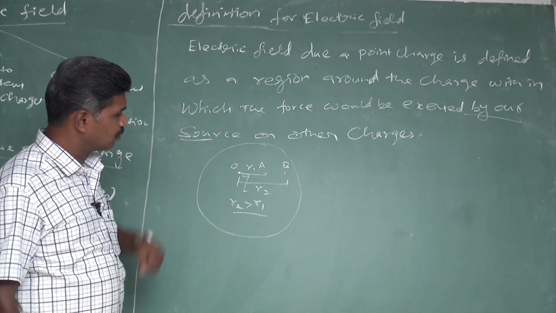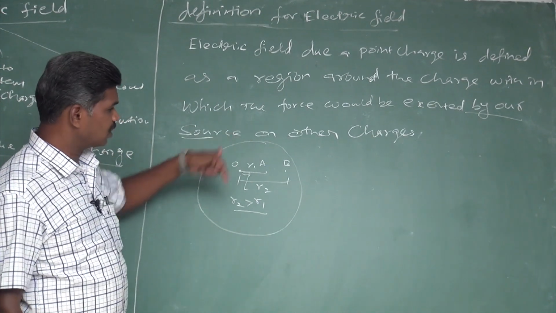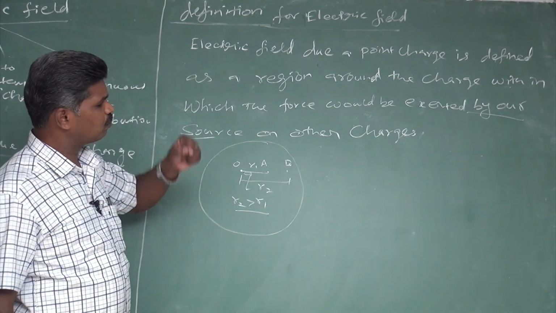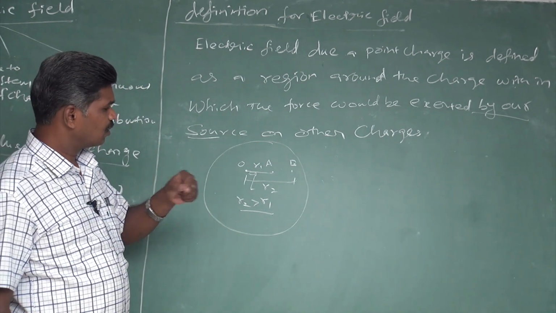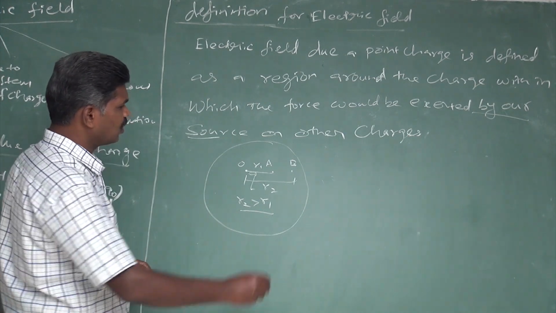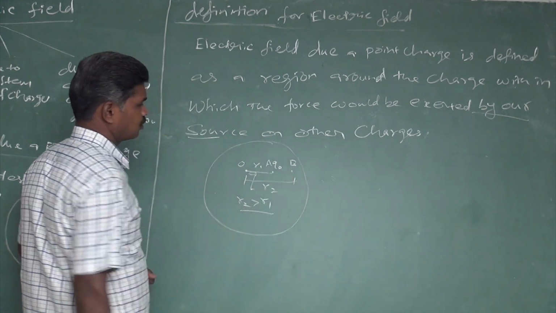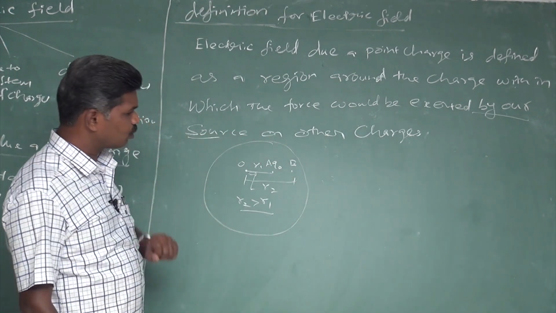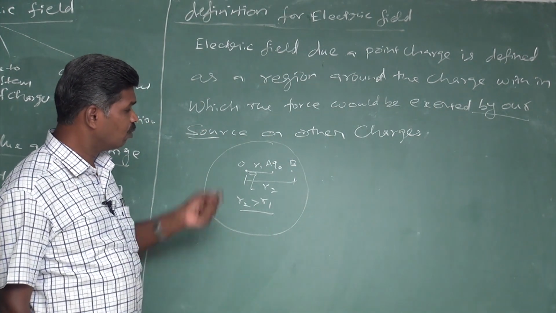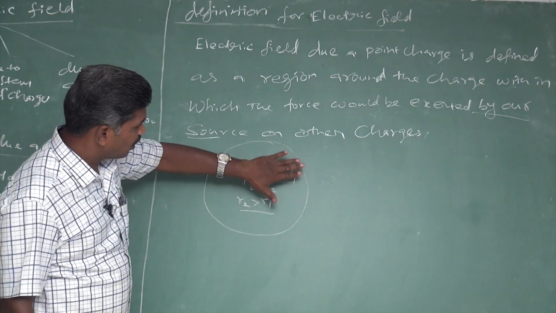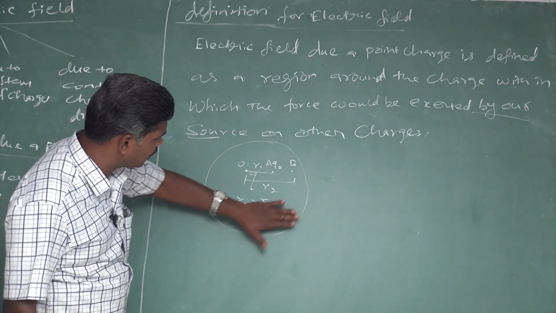The distance of point B is larger as compared to point A. Now we are going to place our test charge in these two places. If we place Q naught here, the field we are going to measure is at this point. How can we measure the field at a point?